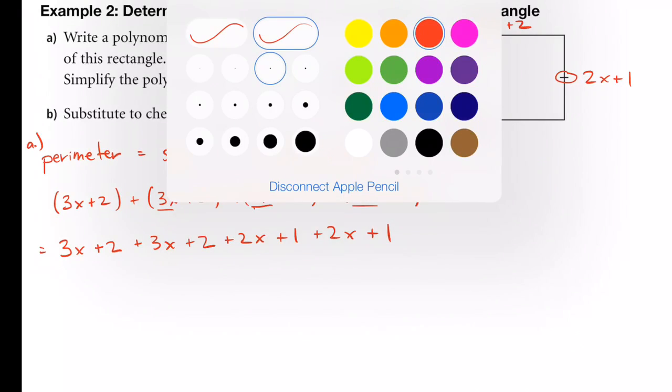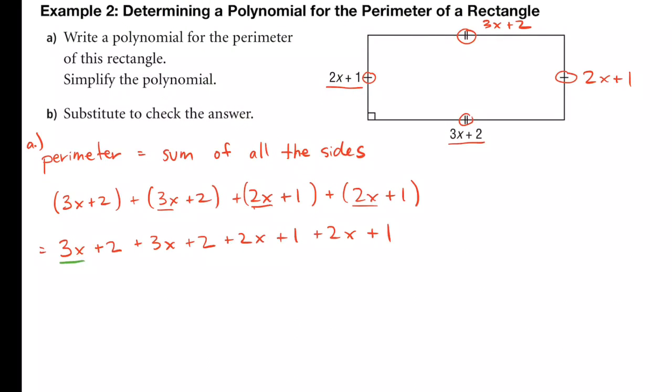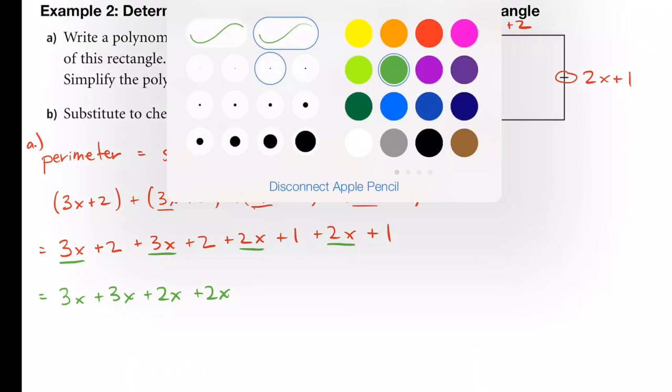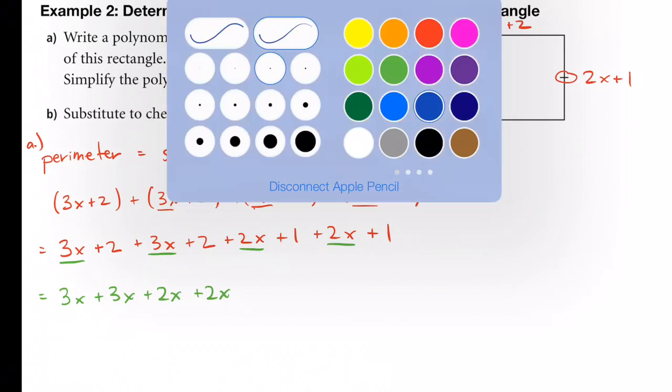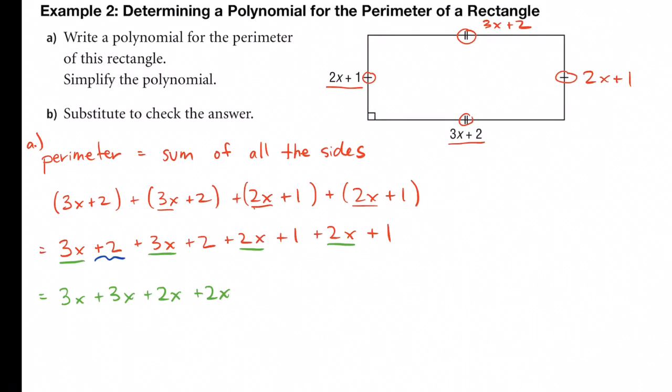So I'm going to find all my x's. Here are all my x's. So I'm going to have 3x plus 3x plus 2x plus 2x. And I'm going to find all my numbers, which are right here. Plus 2, plus 2, plus 1, plus 1.